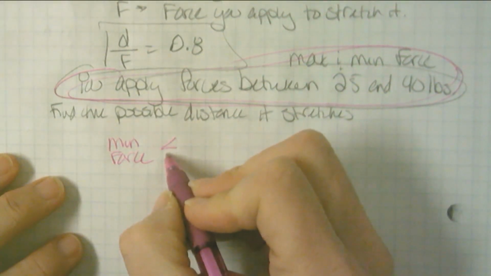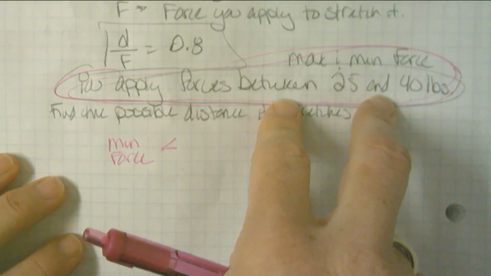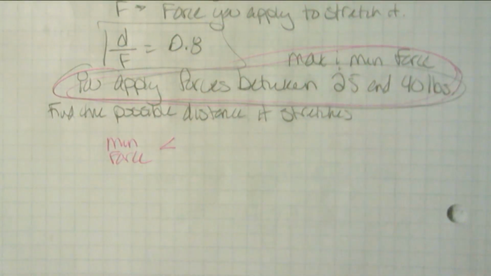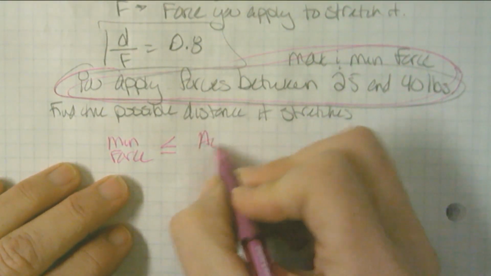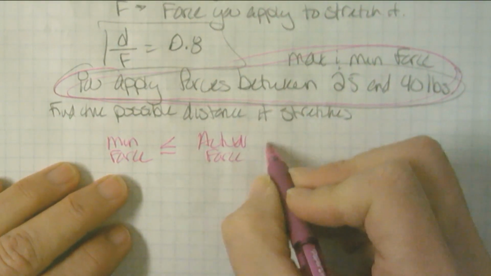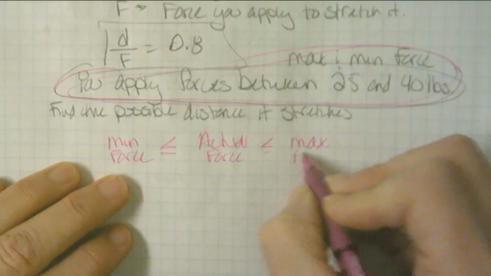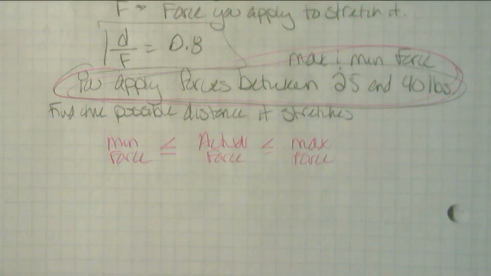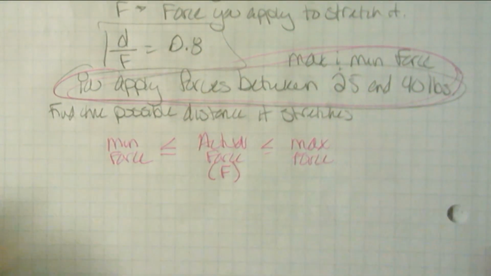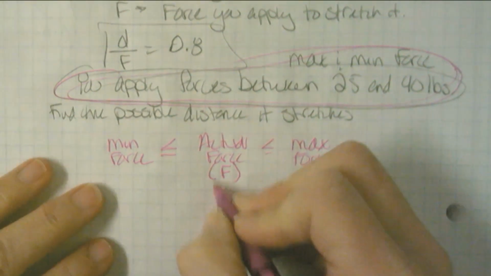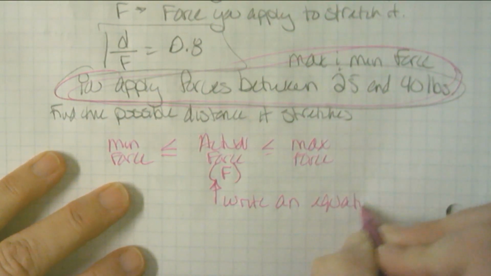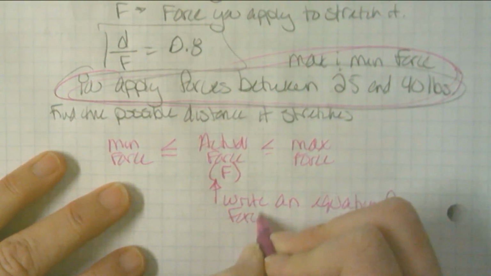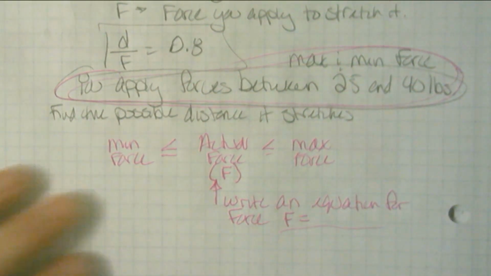The minimum force, it says it's between these two, but it doesn't say it's necessarily including them, although in theirs they say it is, so we'll go with it is. So minimum force is less or equal to our actual force, which is less or equal to our maximum force. How many of you guys are cool with that very general game plan? Okay. So this actual force is F. So what I need to do is write an equation for force. It needs to be force equals something.